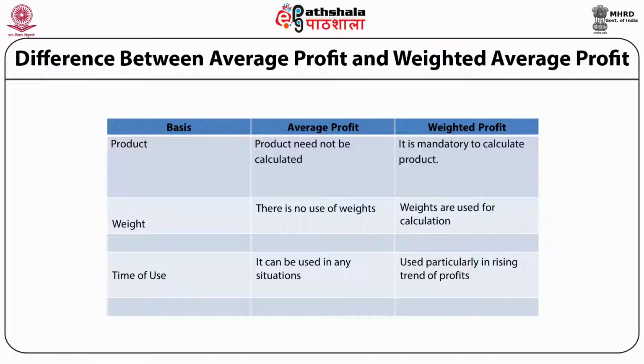When there is a rising trend of profit, the appropriate method will be weighted average profit method. So simply, there are 3 main differences: product, which is required in weighted average profit method; weight, which is also required in weighted average profit method; and further, the average profit method can be used in any situation, whereas weighted average profit method is suitable only in case of rising trends of profit.